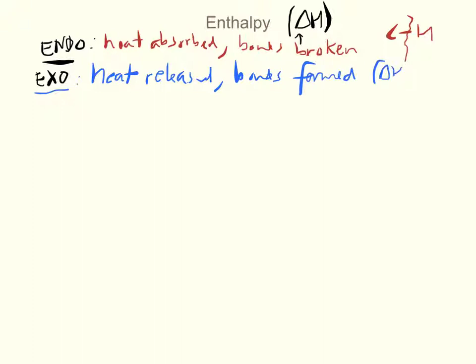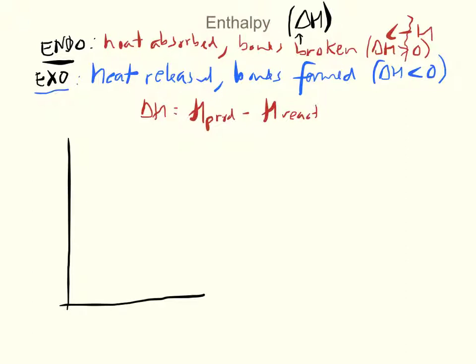And this is when delta H is a negative number. This is when delta H is a positive number. Remember, the way we calculate delta H is the enthalpy of the products minus the enthalpy of the reactants. So we can draw two diagrams that represent these if we have time and energy.